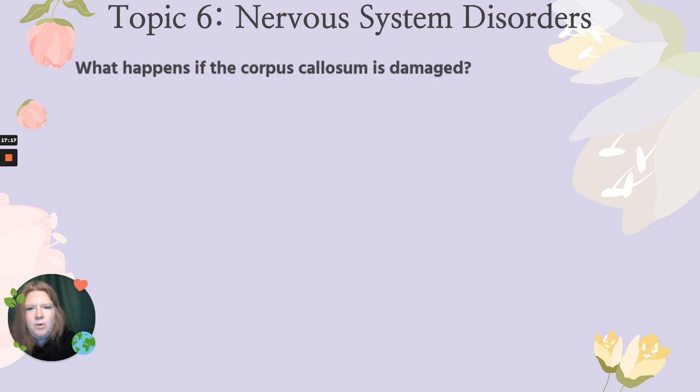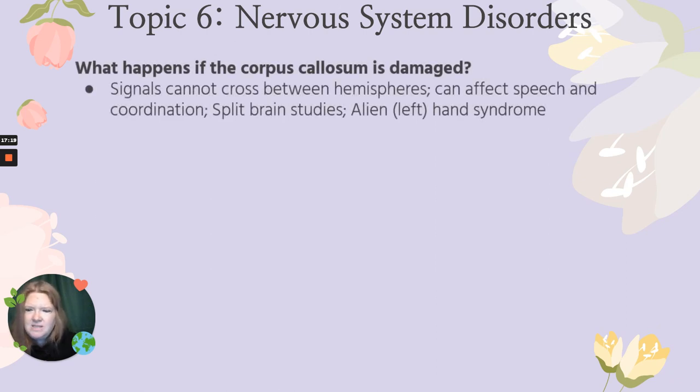And what happens if the corpus callosum is damaged? Well, signals can't cross between the hemispheres, and certainly not as effectively, so it can affect speech and coordination. There were some studies done in like the 1940s and 50s, the split brain studies. However, it's been shown that those are not reproducible, so there's a lot of questions about the validity of those.